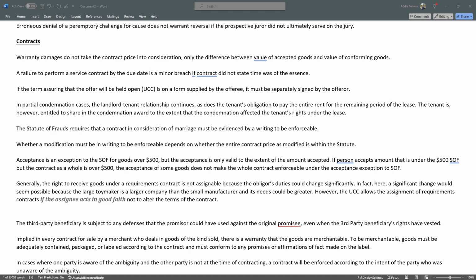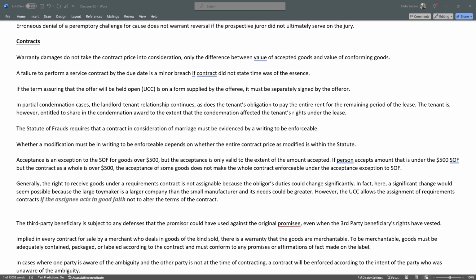If a person accepts an amount that is under the $500 SF, but the contract as a whole is over $500, the acceptance of some goods does not make the whole contract enforceable under the acceptance exception to the SOF. Generally, the right to receive goods under a requirements contract is not assignable because the obligor's duties could change significantly. In fact, here, a significant change would seem possible because the large toy maker is a larger company than the small manufacturer, and its needs could be greater.